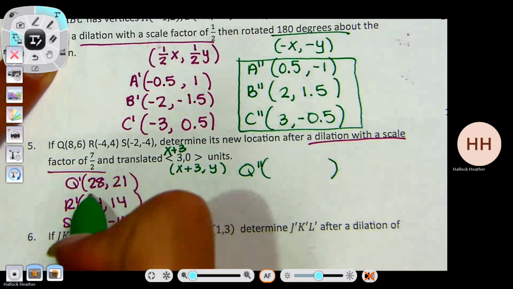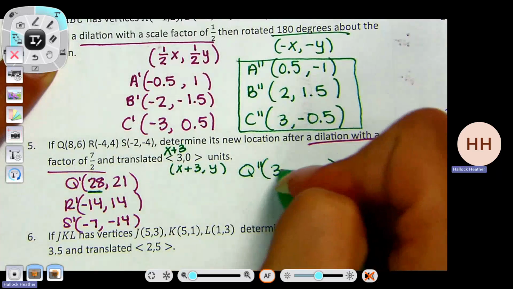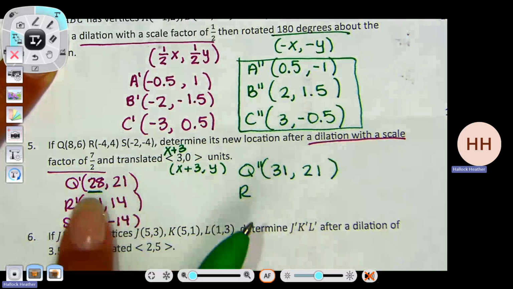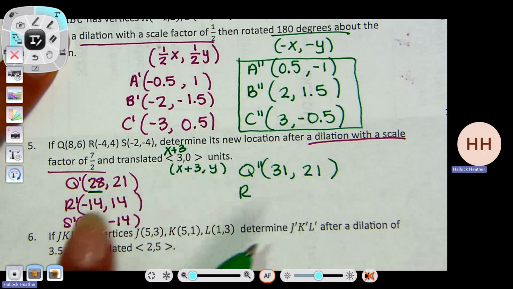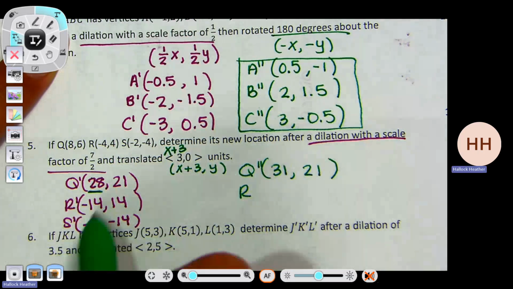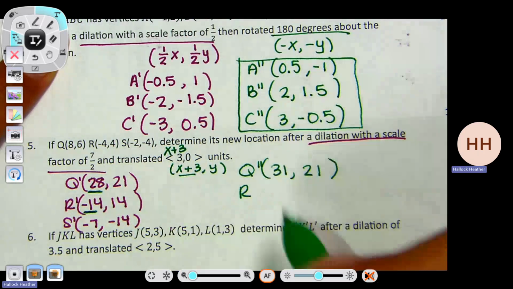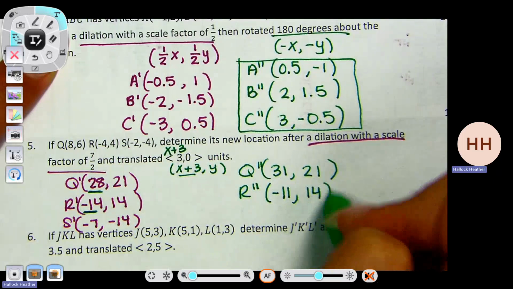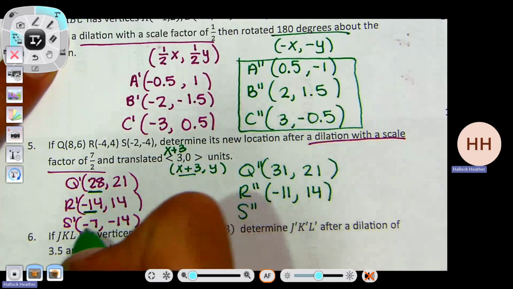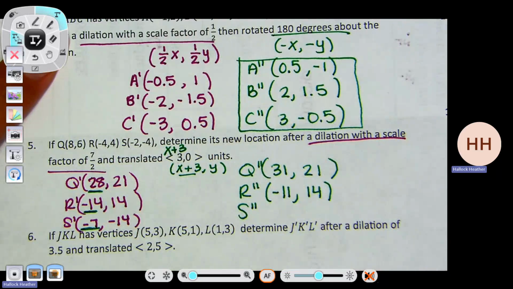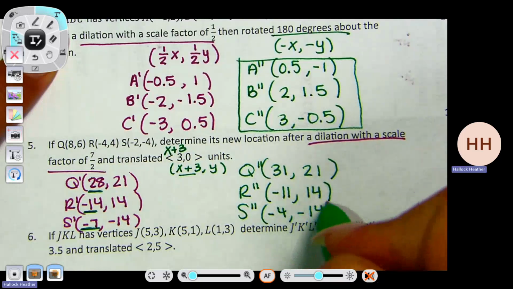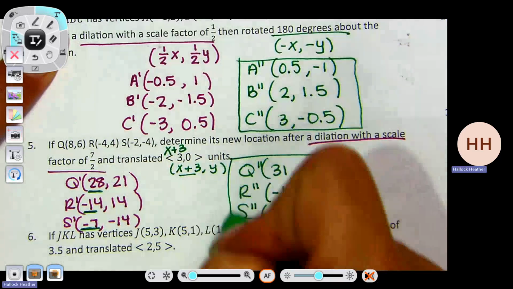31, 21. Is it 32? No, it's 31. 28, 29, 30, 31. You added 4. It's adding 3. -14 plus 3 makes -11, 14. And then S double prime, I'm adding 3 to X, which is -4, -14. Those are your coordinates.